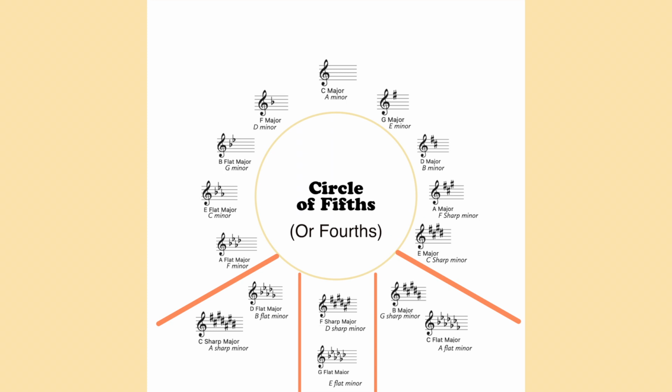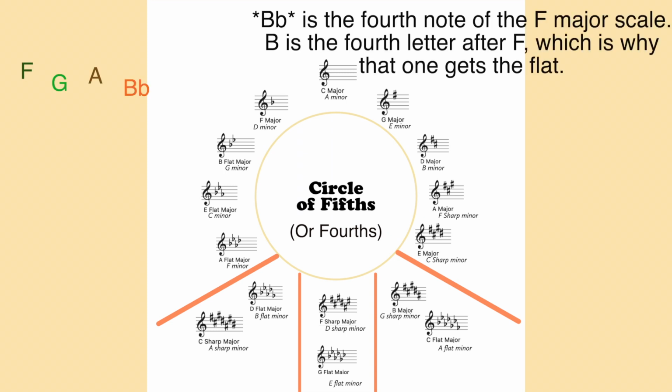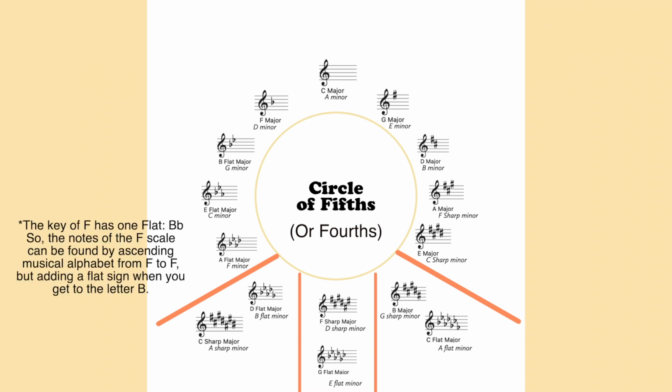The shortcut to remember which flat you're going to add is that it's going to be on the fourth note of that scale. So let's count up from F: F, G, A, B. B would be the fourth note of the F scale, so we have to add a flat sign to it, giving us B flat. Therefore, the F scale will be spelled like this: F, G, A, B flat, C, D, E, and F.